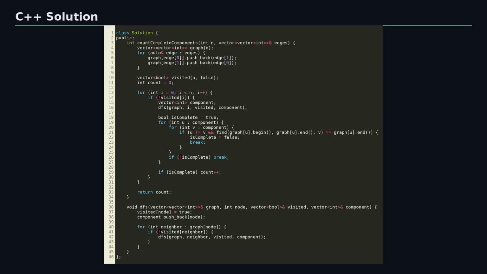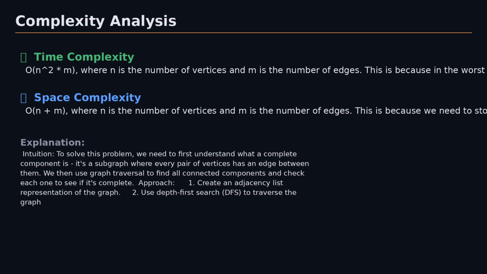Back in the main function, we iterate over all nodes. If a node hasn't been visited, we call the DFS function to traverse the component and store it in the component vector. Then we check if this component is complete by verifying that every pair of vertices has an edge between them. If it is complete, we increment our count.